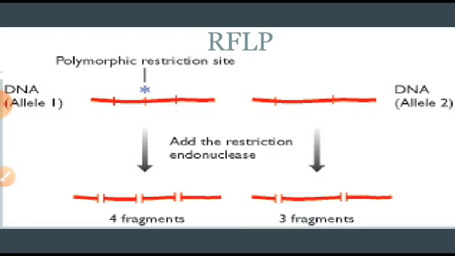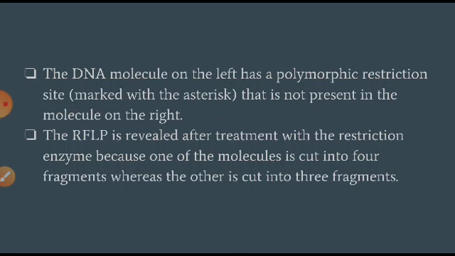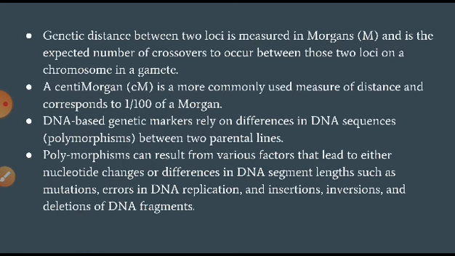The DNA RFLP itself is a very big topic, so what the method and how the technique works. Here you just need to understand that this is one of the DNA markers, and it works like this. The DNA molecule on the left has a polymorphic restriction site marked with the asterisk that is not present in the molecule on the right. The RFLP is revealed after treatment with the restriction enzyme because one of the molecules is cut into 4 fragments, whereas the other is cut into 3 fragments.